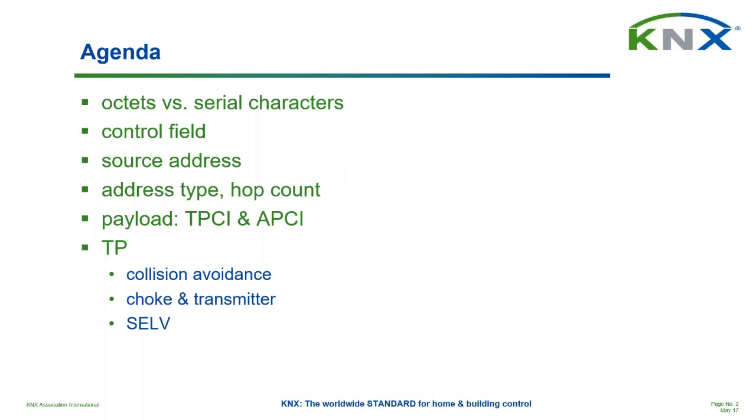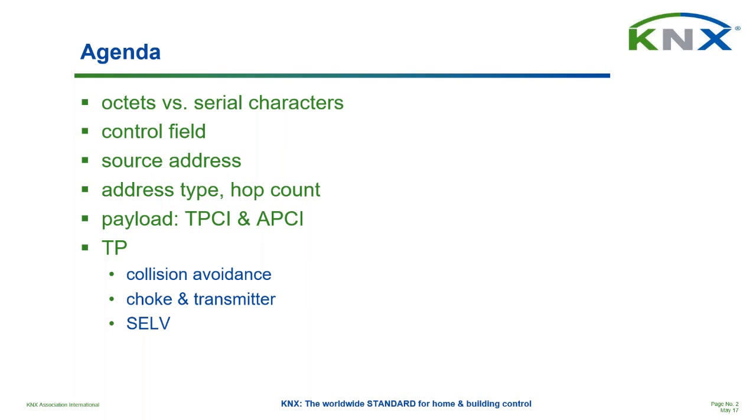So the first topic will be about octets, which I will then compare with the actual serial characters. I will explain the difference between both aspects of the telegrams. Then specifically I will talk about the individual fields: the control field, the source address, the destination address. Sorry, this is missing in the agenda, but I will definitely also speak about the destination address, the address type, and the hop count. Then we will end up with the payload, where I will specifically explain the TPCI and the APCI: transport layer control information and application program control information.